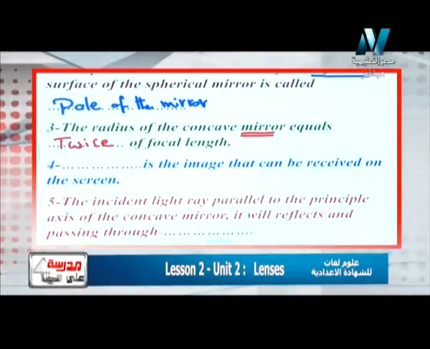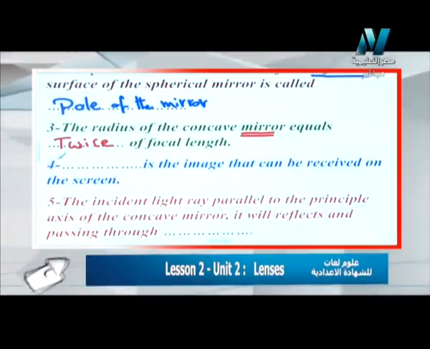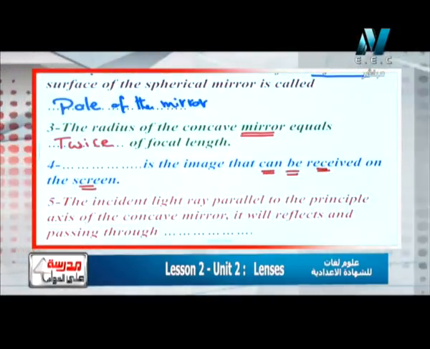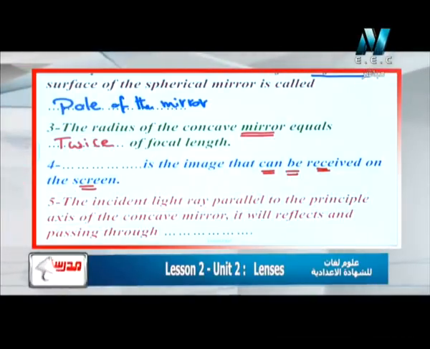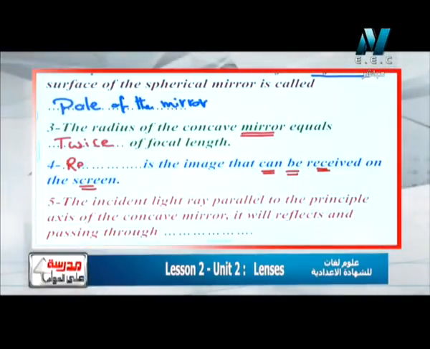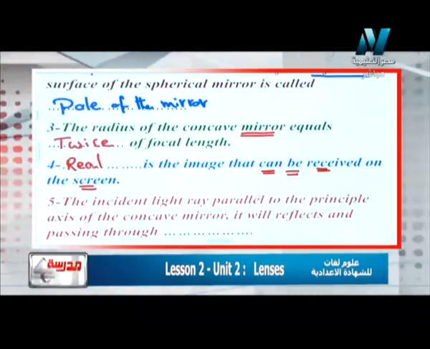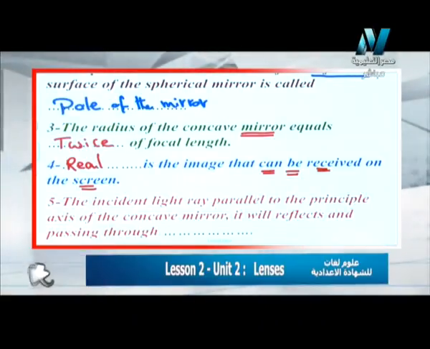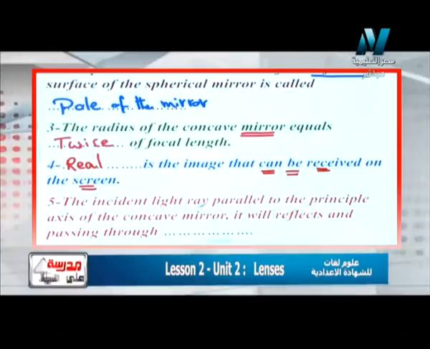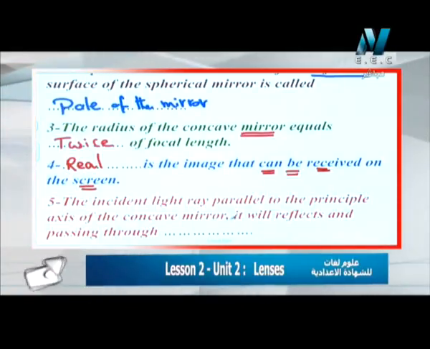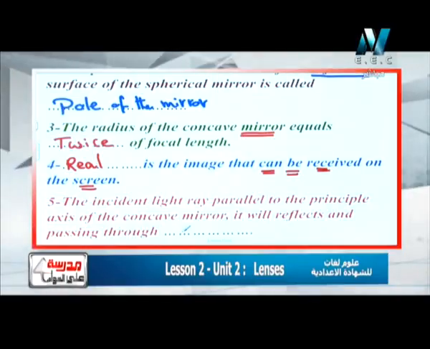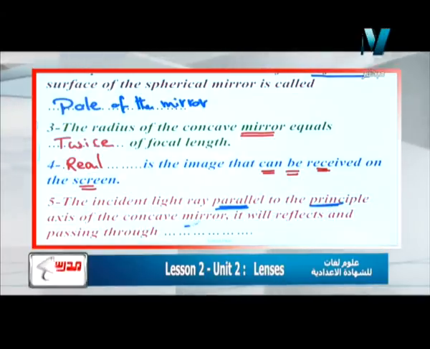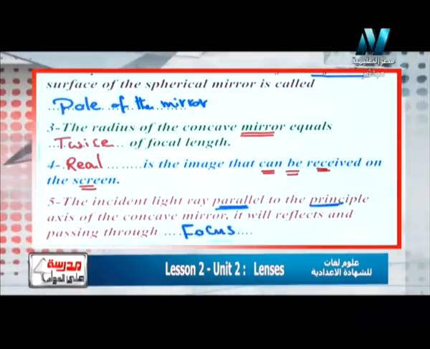Okay. Number 4, the image that can be received on a screen. We know an image that can be received on a screen is called a real image, in convex lenses or concave mirrors. Next question, number 5: the incident ray parallel to the principal axis of the concave mirror will reflect and pass through the focus of the mirror.